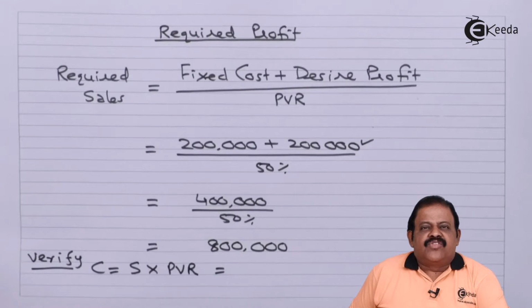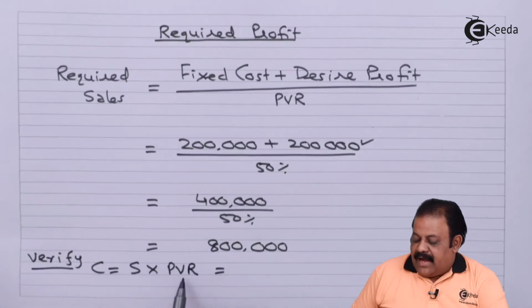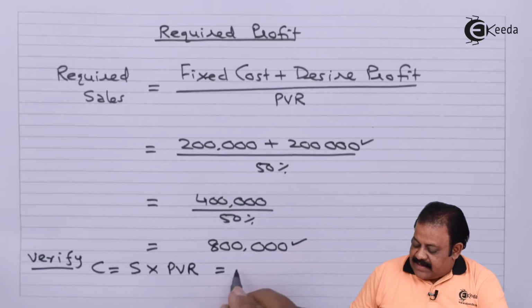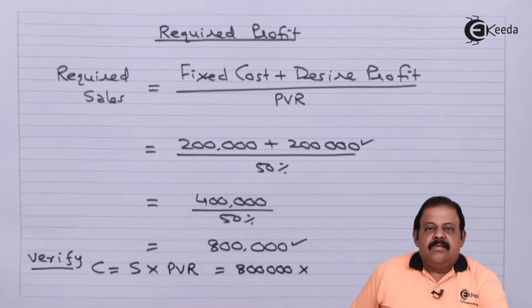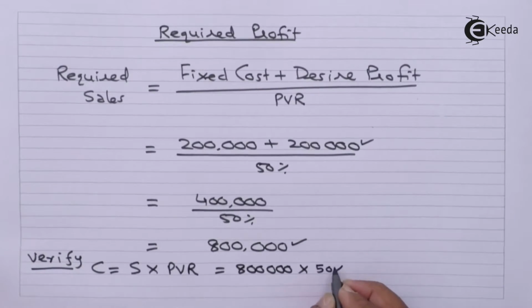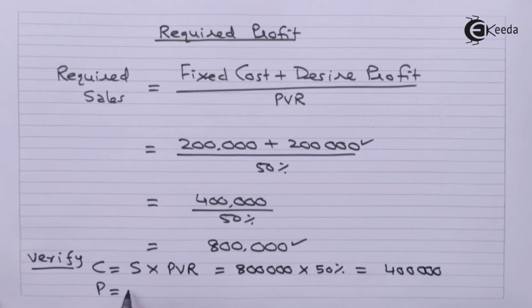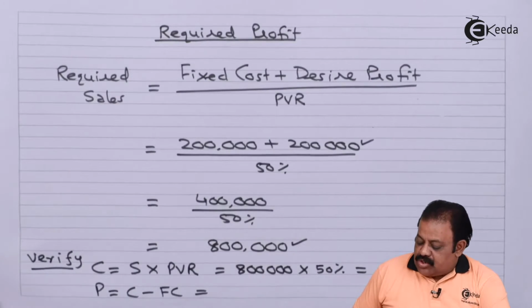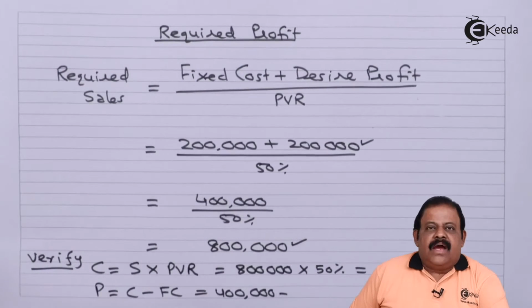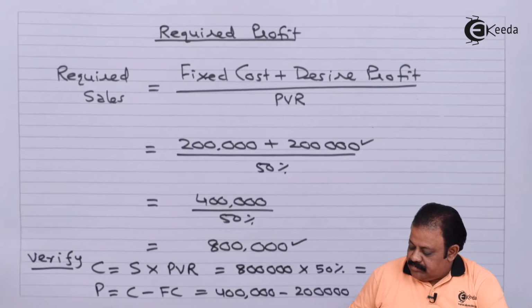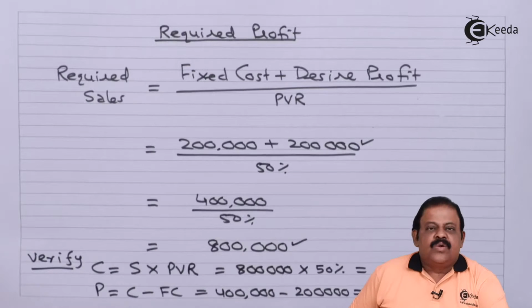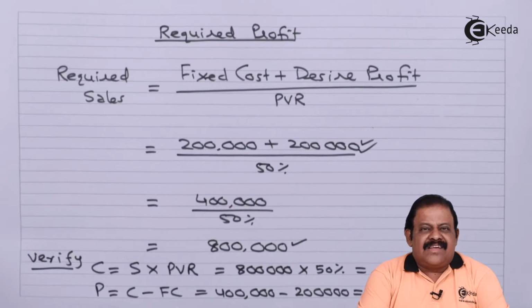One of the formula of contribution is equal to sales multiplied by PVR. Here we got sales 8 lakhs multiplied by PVR 50%. So contribution is 4 lakhs. Profit is equal to contribution minus fixed cost. Here contribution we got 4 lakhs minus fixed cost 2 lakhs. So there will be profit of rupees 2 lakhs. That is desired profit in this question. This is how we can find out desired amount of profit and required sales for that purpose.